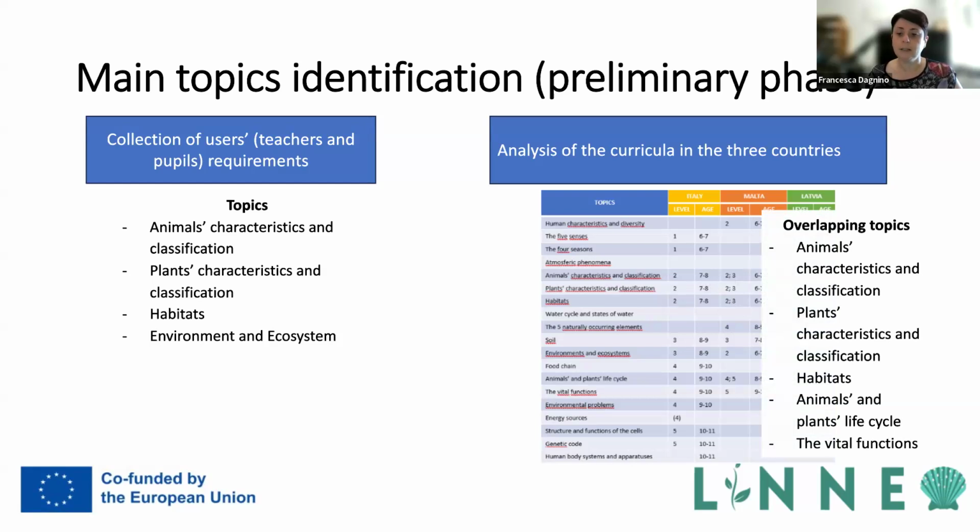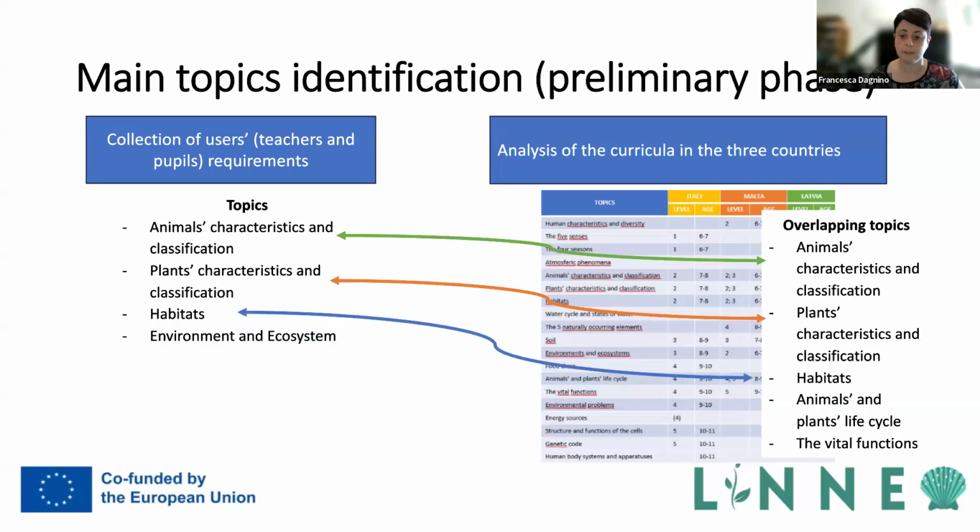This process allowed us to find some overlapping among the two ways of collecting information. For example, animal characteristics and classification was of interest to the teachers and was a topic that is dealt with in all the countries. The same can be said for plant characteristics and classification and habitats.